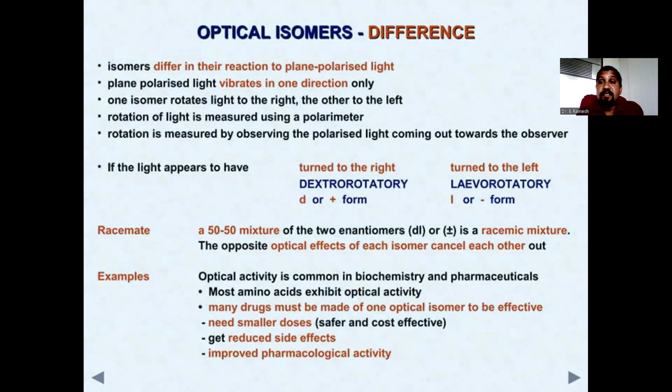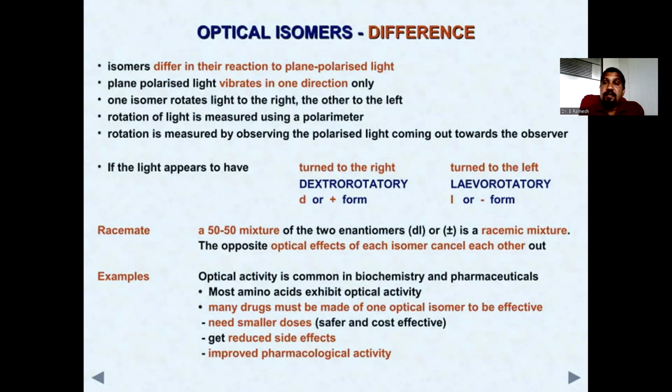Suppose the compound is a racemic mixture. A racemic mixture means the compound has 50% plus form and 50% minus form. If it is a racemic mixture, it won't rotate in a polarimeter. But by separating that racemic mixture, we can convert it into optically active compounds.